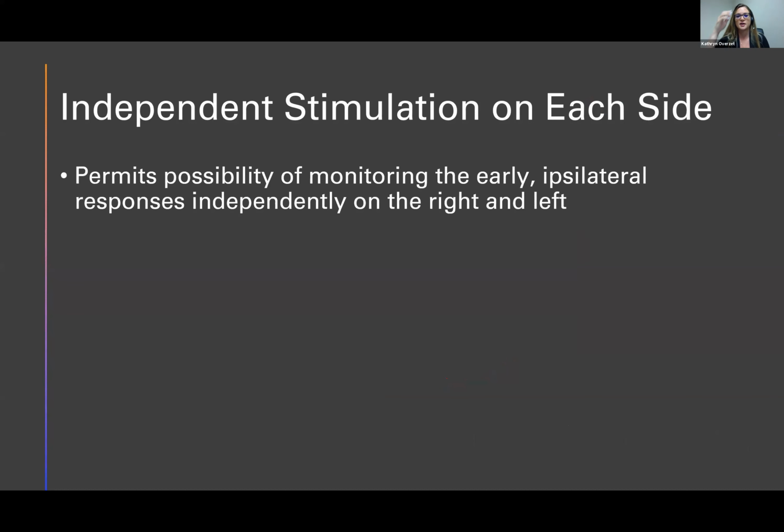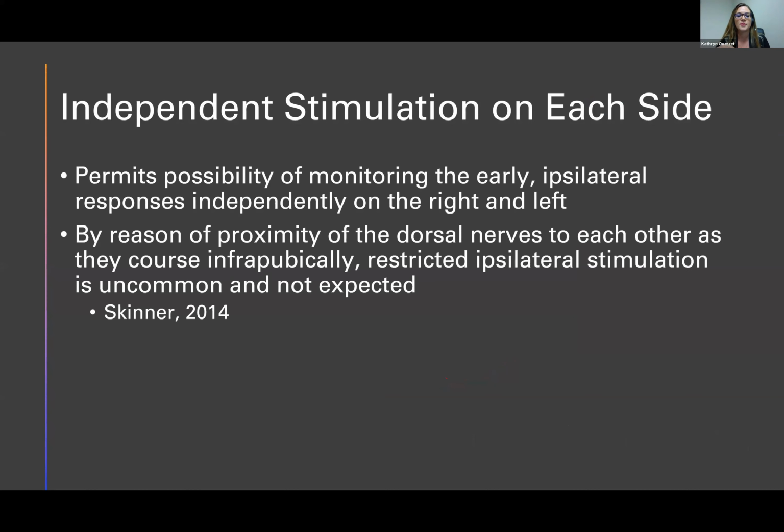So just a few notes on independent stimulation on each side. The cool thing about it is it does permit a higher possibility of monitoring the early ipsilateral responses independently on the left and the right. But know that, by reason of the proximity of the dorsal nerves to each other on each side as they course infrapubically, there is very restricted ipsilateral stimulation to be obtained. So it's definitely uncommon and shouldn't be expected.